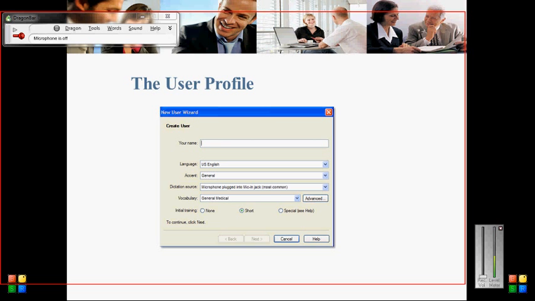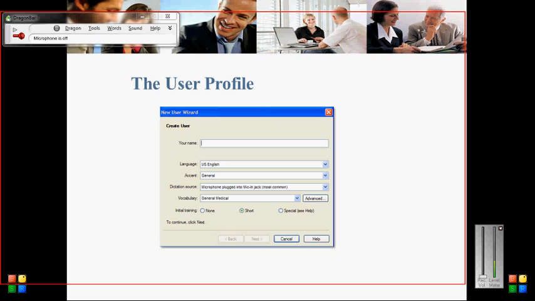So basically, when they open up Dragon, this is the first screen that they're going to see the first time that you open Dragon after it gets installed. It's called the user profile. Typically, we will ask the doctor to type in their name, and usually it's their first name and last name or whatever they prefer. And usually there's a language option there. It's US English, there's British English there, or standard English. We typically just leave everything as a default.